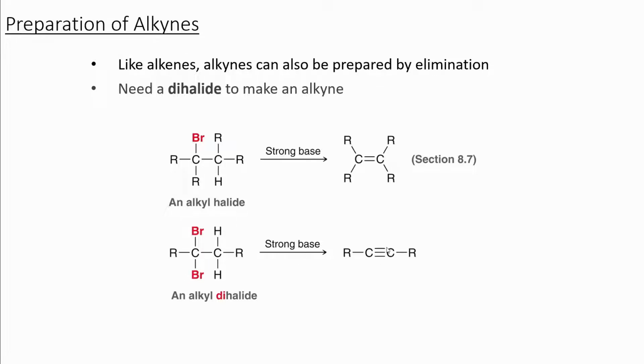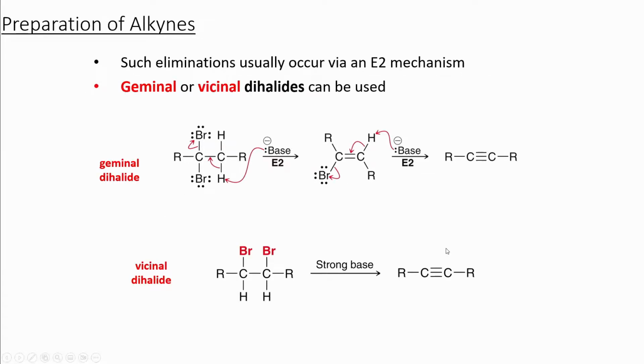Each elimination produces one pi bond. These eliminations will occur using the E2 mechanism. We start by deprotonating the beta hydrogen. These electrons then form the pi bond and the leaving group leaves. After this occurs once, it can occur twice. We can then deprotonate another beta hydrogen and have the leaving group leave to liberate the alkyne.